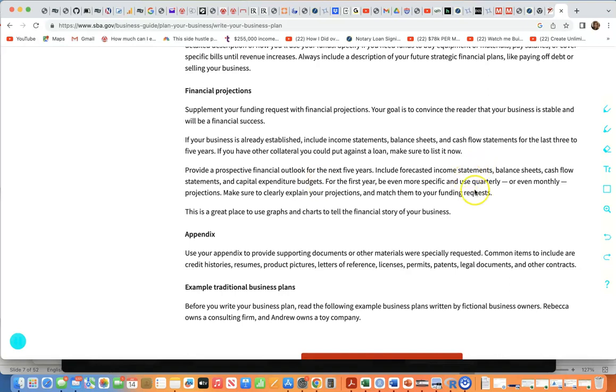You can even, for the first year, break those income statement, balance sheet, all these financial statements down into quarterly or even monthly statement projections if you like. And then you can use any graphs or charts if you want to help highlight what your story is here of your business. Then if you have an appendix, you can include any supporting documents there. Included in that could be credit histories, the resumes, pictures of your products, reference letters, any licenses, permits, or patents, legal documents, anything like that, contracts, all of those would be included in your business plan.